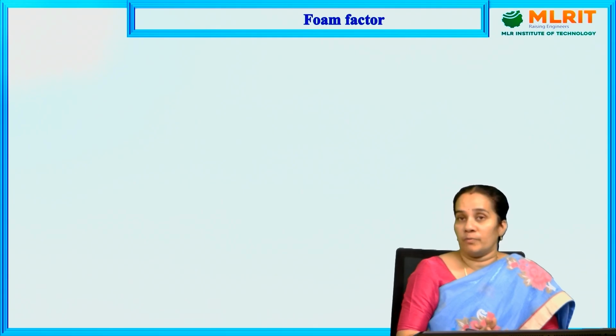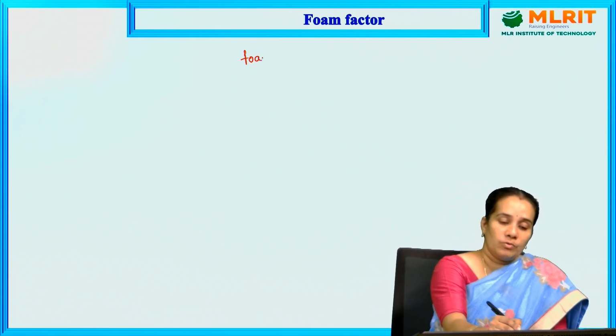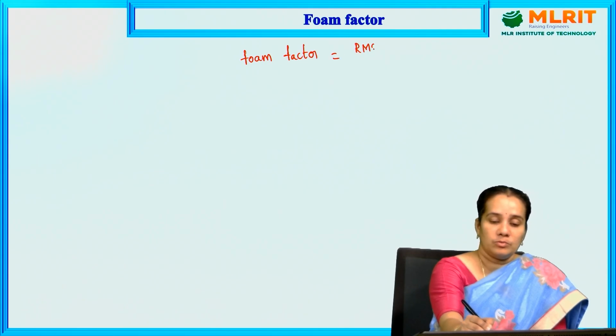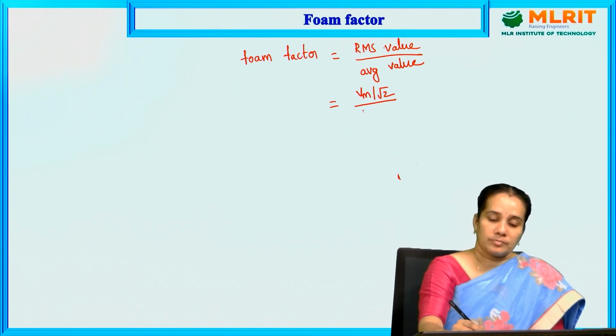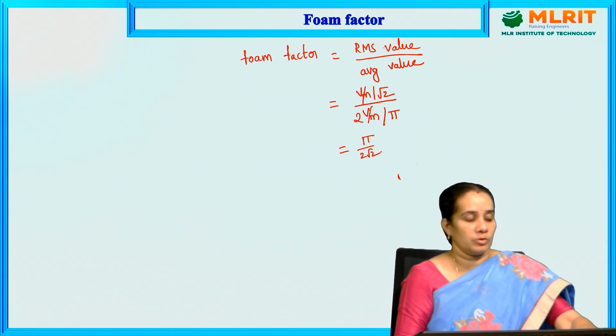And the next, form factor. Form factor is the ratio of RMS value to average value. The RMS value is Vm by root 2. And what is the average value we get? 2 Vm by pi. Vm cancels, and that is equal to pi by 2 root 2. So this is about the form factor.